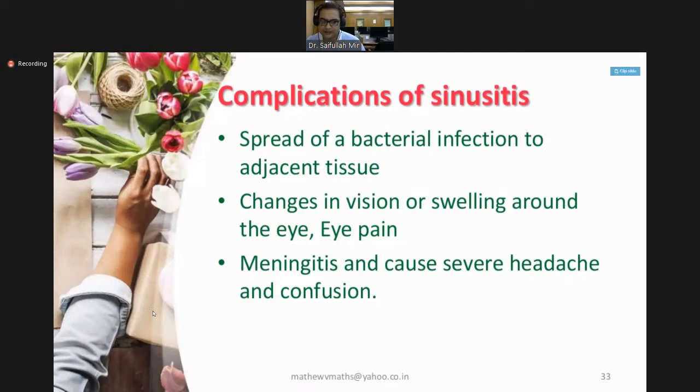Periorbital cellulitis, orbital cellulitis, cavernous sinus thrombosis, meningitis, subdural empyema are often caused by sinusitis as a complication. So it needs to be treated. People need to be informed that if you do not treat your sinusitis, you can end up losing your eye or having an intracranial infection.